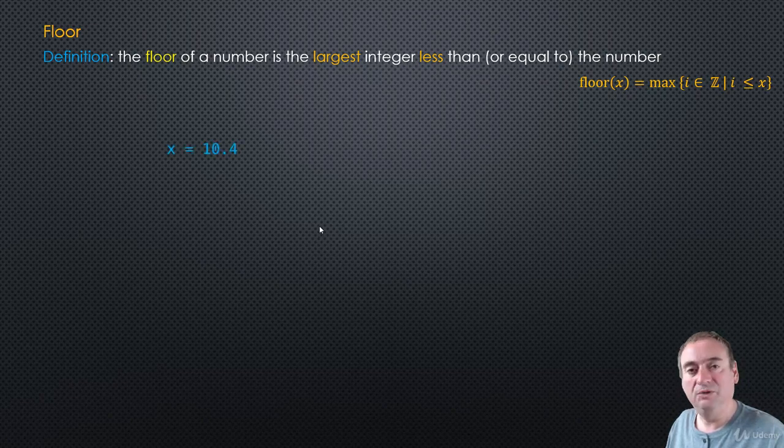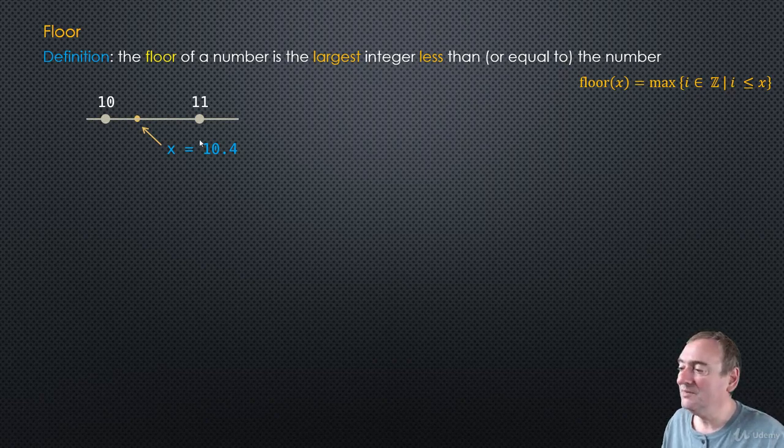It makes more sense if we use a number line. Here we have the number line 10, 11, and then 12, 13, 14, and then 9, 8, 7, 6, etc. on both sides. And 10.4 sits between 10 and 11. The floor is the largest integer that is less than or equal to the number. So we're looking for the largest integer that is less than x or equal to x. But in this case, less than x. It's 10. So 10 is the floor.